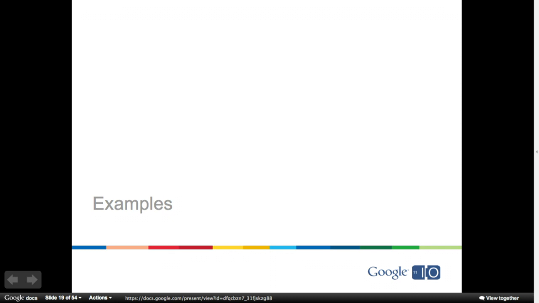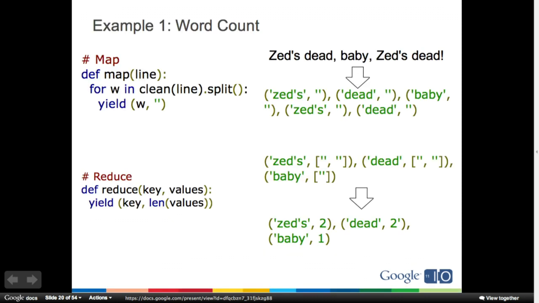We'll go to the technical details later, but first let's go through some simple examples of what MapReduces look like. And the first really simple example, which is the hello world of MapReduce, is a word count MapReduce.